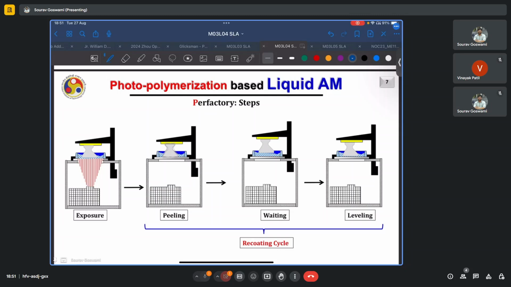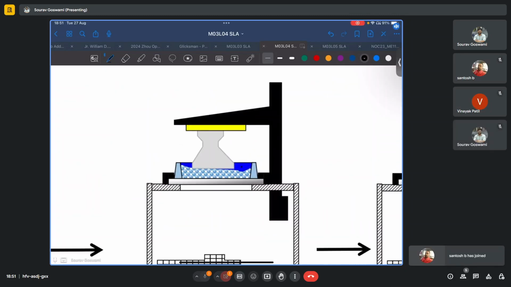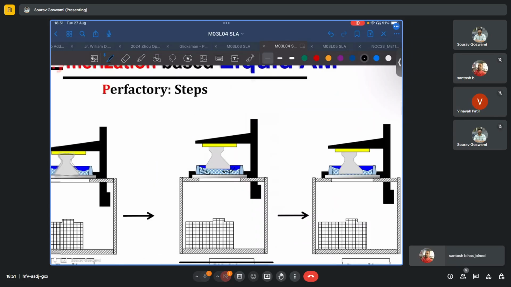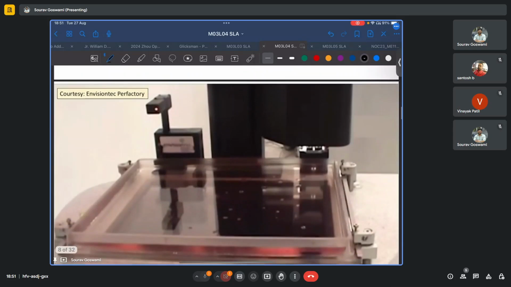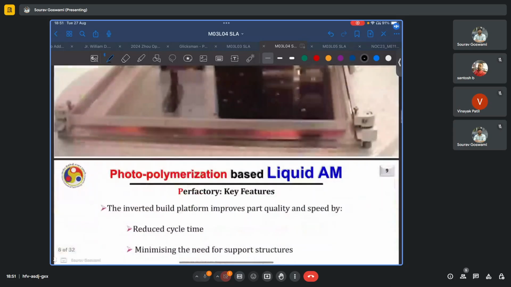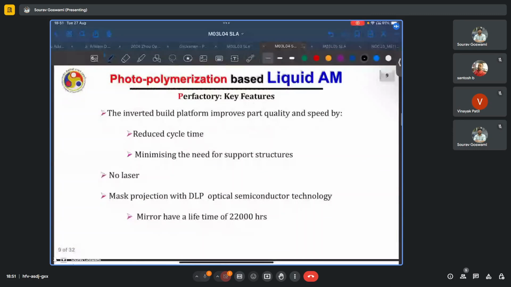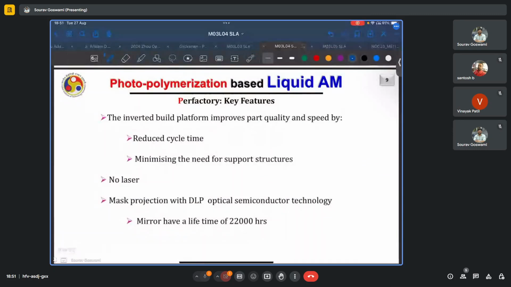Then we wait while gravity does its job, and by virtue of gravity itself, the resin from the surrounding regions flows into this cavity for building the next layer. And the final step is leveling, where we bring the printed part down to a height such that only the necessary height of the column of resin remains. All these steps were illustrated in the lecture, and the system has certain key features.